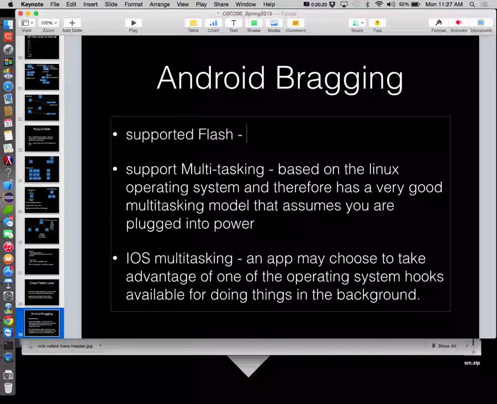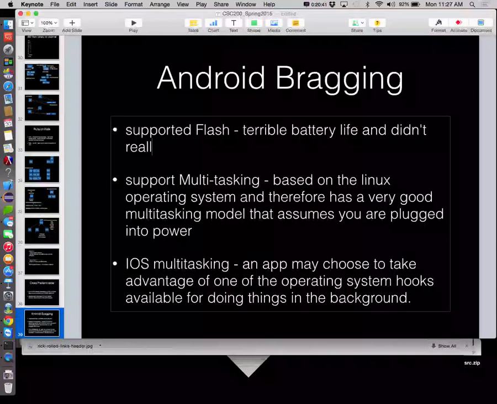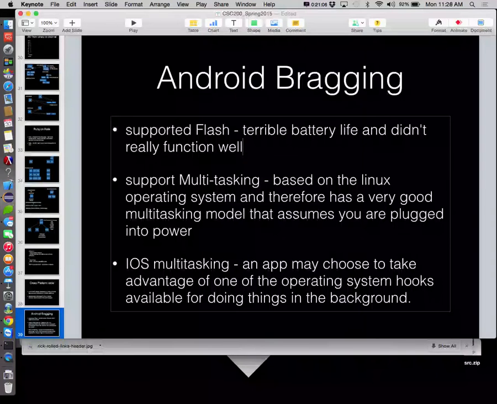Okay, so that's kind of not compatible with how we use mobile devices. Okay, so Flash, while it was supported, had two problems. Terrible battery life, and it didn't really function well. So you weren't going to take your smartphone and play one of those online poker games on a web browser. It just wasn't going to function very well. You know, in a pinch, if you had to make your fantasy football pick, maybe. Maybe. In a pinch. But still, even then, probably not something you wanted to deal with.